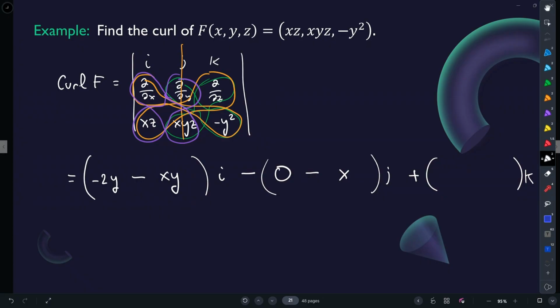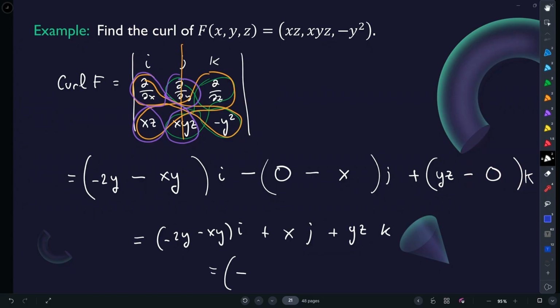So it's going to be the derivative with respect to x of xyz, which is yz, minus the derivative with respect to y of xz, which is 0. So all in all, when I simplify, I get minus 2y minus xy i plus xj plus yzk. Or if you prefer to write your vector fields as a vector, as I do, it's that vector field.